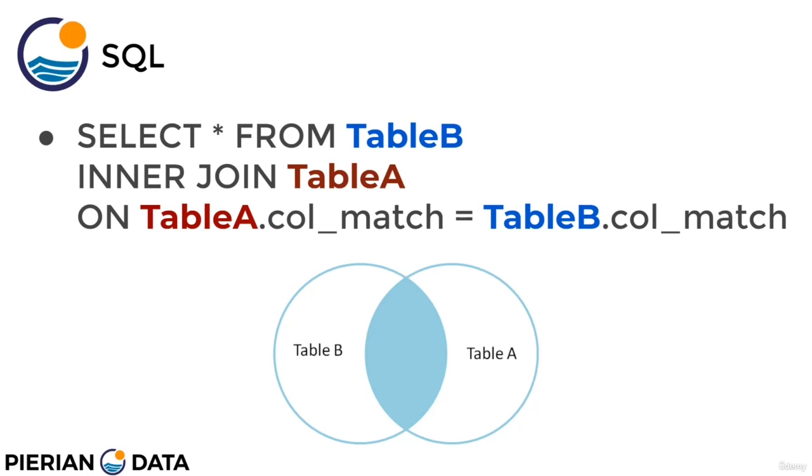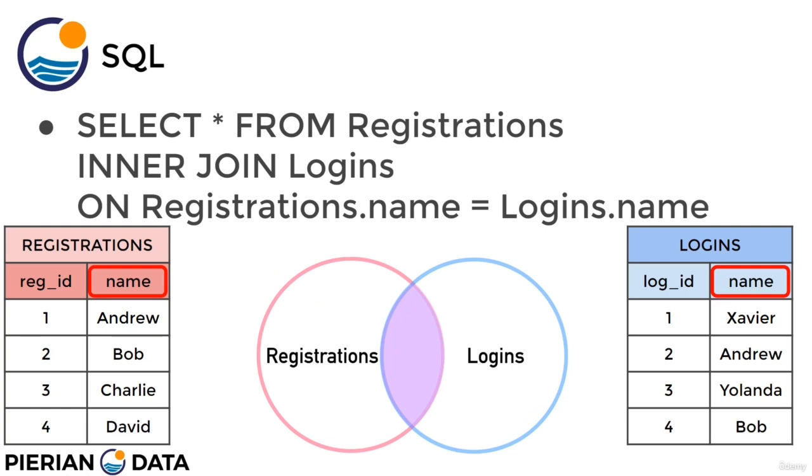Keep in mind, this is only true for an inner join in this particular case. So switching around the orders here, even switching around the column match order, doesn't really matter for an inner join because it's the same regardless, because this is a symmetrical Venn diagram. So let's actually work through what would happen in a more realistic situation with the example tables.